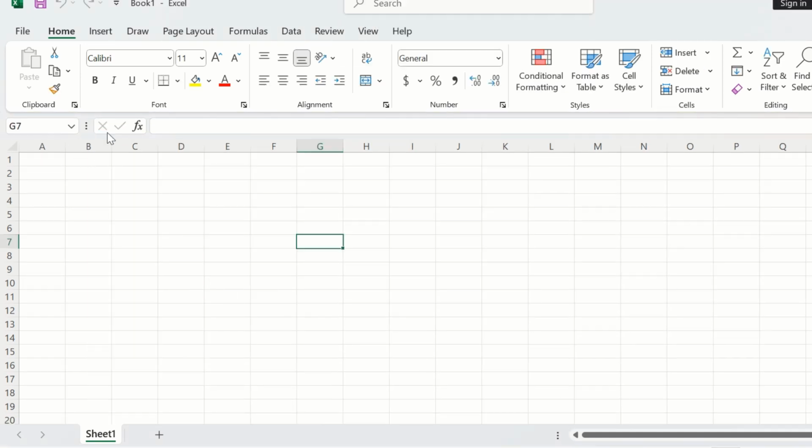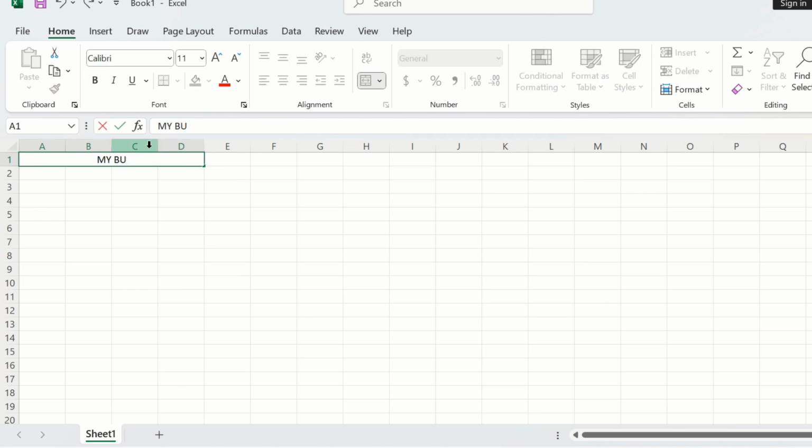So once you have opened the blank workbook, the first thing that you need to do is to write your title. I'll just call it my business budget plan.